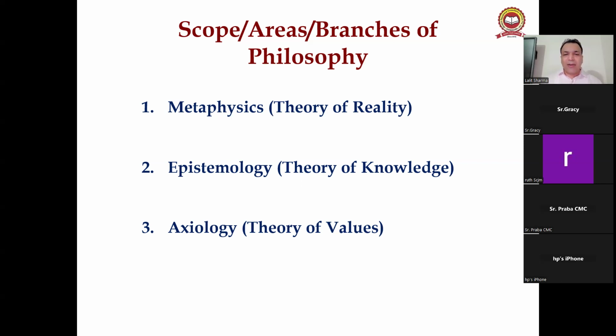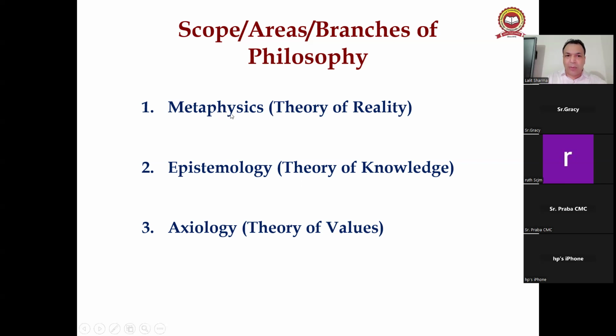So guys, whenever we are talking about the idealism school of philosophy, then we have to explain these three. This is the most important: metaphysics, epistemology, and axiology. These are the scope, branches, or areas of philosophy. Metaphysics means theory of reality. In the next slide, we'll discuss. Epistemology means theory of knowledge. Axiology means theory of values.